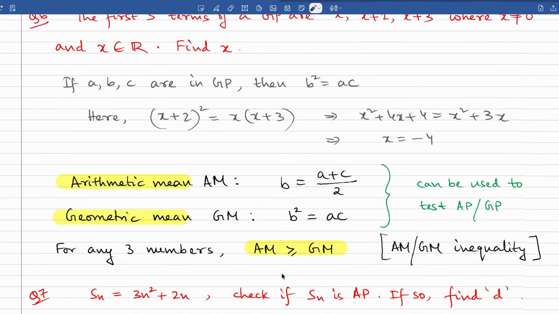Try this question. Sn is equal to 3n square plus 2n. Check if Sn is an AP. If so, find d.